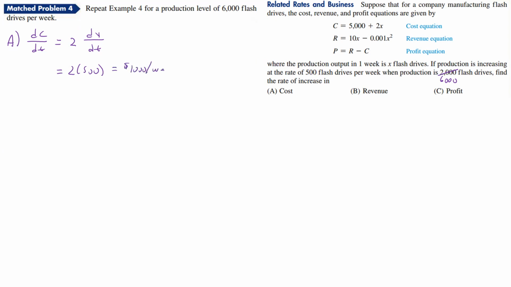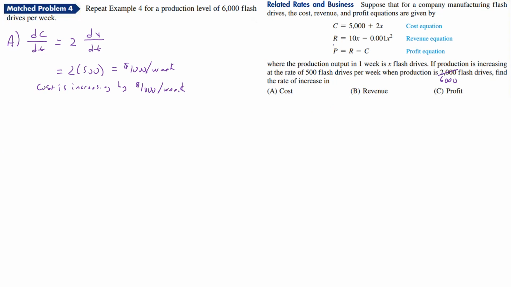And so that's going to be equal to $1,000 per week. So the cost is increasing at a rate of $1,000 per week, basically. Okay, so that was that one.